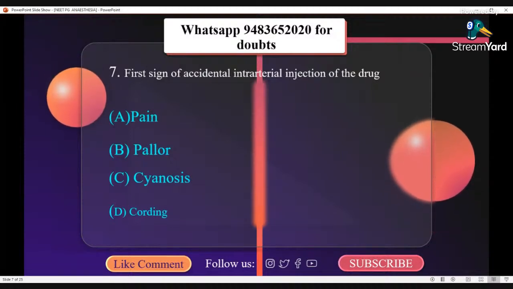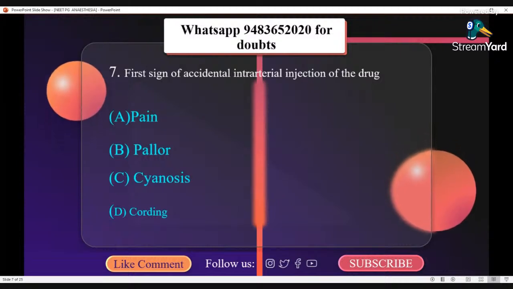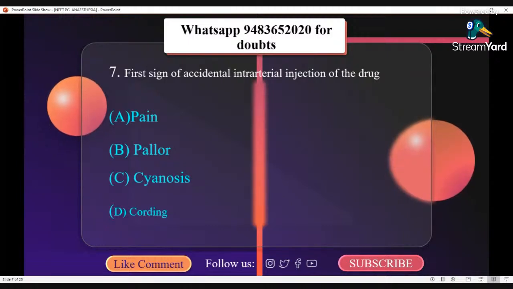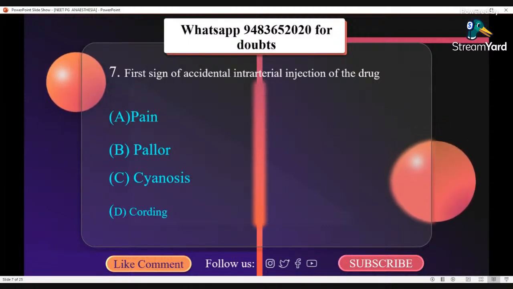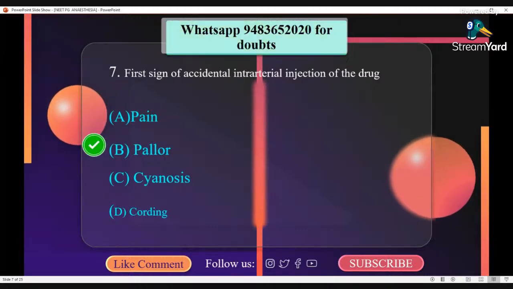Whenever you inadvertently inject into the artery, intraarterial injection is suspected. The first instruction is to remove the indwelling catheter. However, from a practical standpoint, this is not the best approach. So the correct option here is B, pallor.